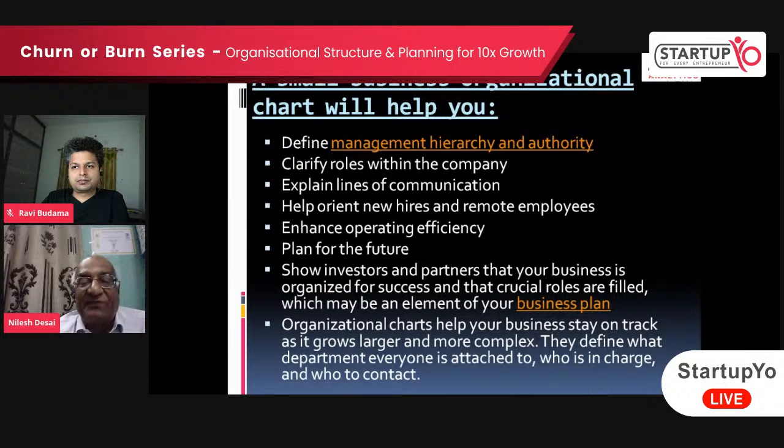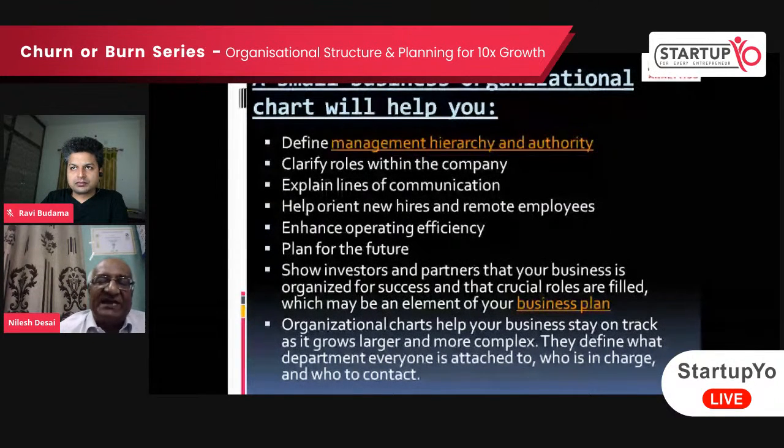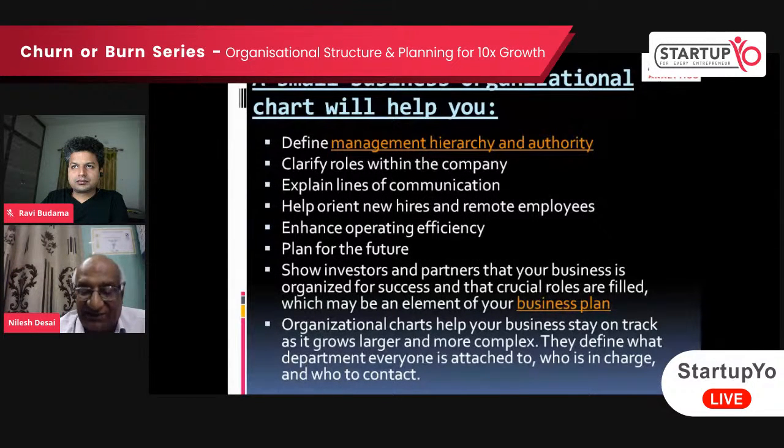Show investors and partners that your business is organized for success and that crucial roles are filled, which may be an element of your business plan. Here, generally MSMEs think they will not get investors. But the Government of India has launched a scheme, Fund of Funds, and Nitin Gadkari has clearly said that if you are paying taxes for the last 3 years, they will be able to contribute 15% to your equity requirement.